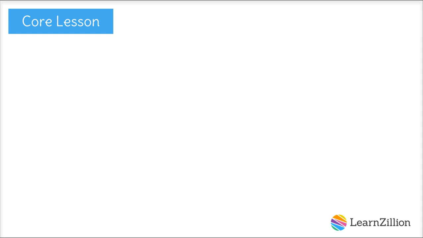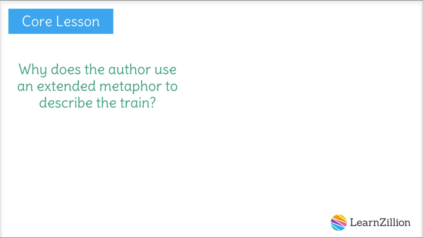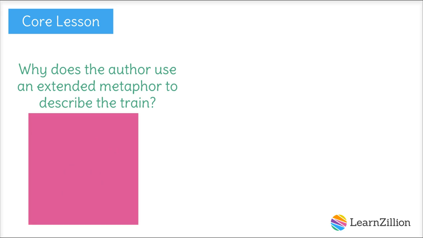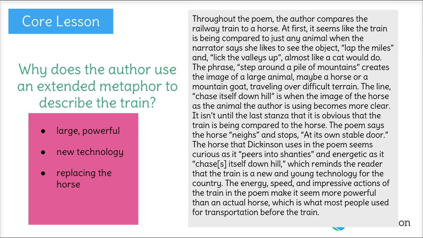These new understandings about what the author was trying to say about the train will help me answer the question, why does the author use extended metaphor to describe the train? Throughout the poem, the author compares the railway train to a horse. At first, it seems like the train is being compared to just any animal when the narrator says she likes to see the object lap the miles and lick the valleys up, almost like a cat would do. The phrase, step around a pile of mountains, creates the image of a large animal, maybe a horse or a mountain goat, traveling over difficult terrain.